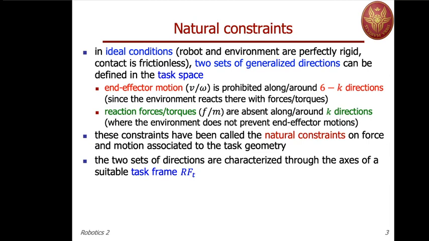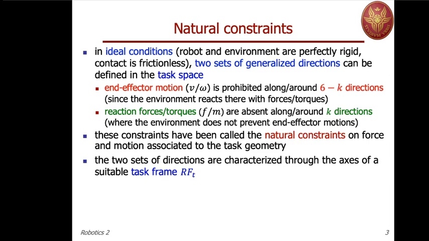So of these generalized directions, there are in fact a total of 6 if we are dealing with general tasks that involve position and orientation in the Cartesian space. A direction, intended in a generalized sense, is in fact a combination: a 6-dimensional vector combining linear quantities and angular quantities. We will be more clear in a moment.